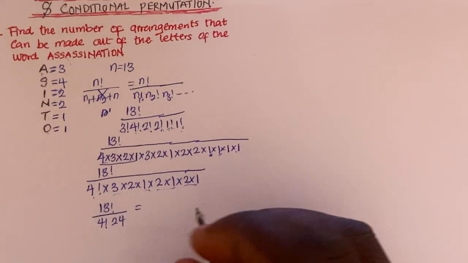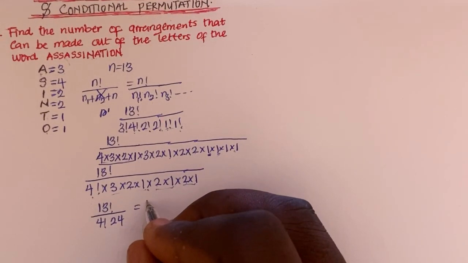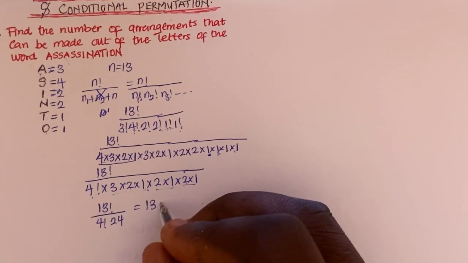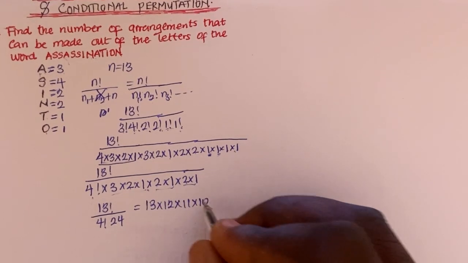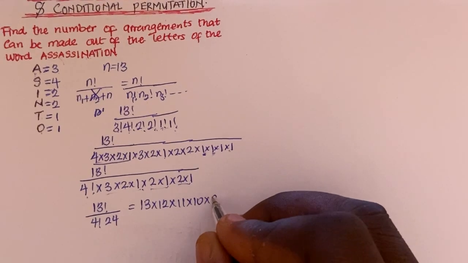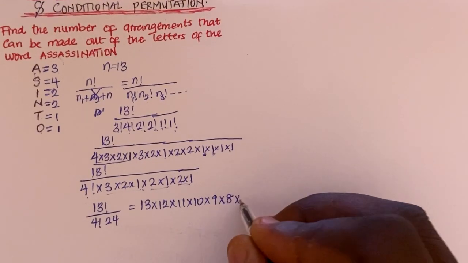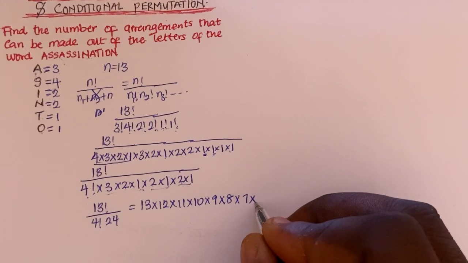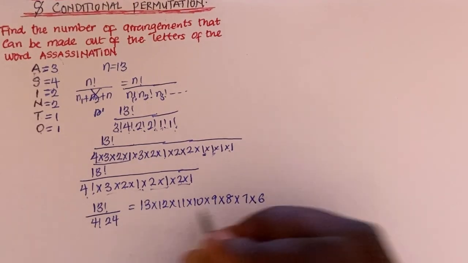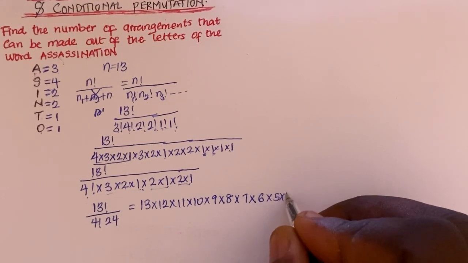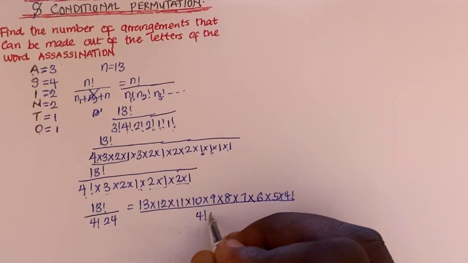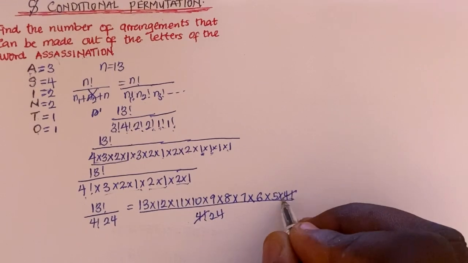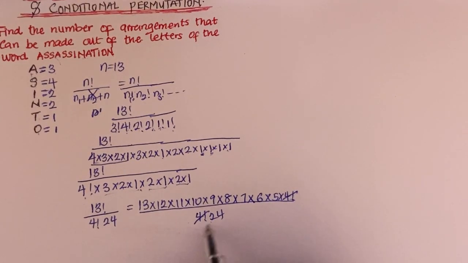My 13 factorial, that's going to be 13, right? Then multiply by 12, multiply by 11, multiply by 10, multiply by 9, by 8, by 7, by 6, by 5, by 4 factorial. Divided by what? That's actually 4 factorial, 24. Then this cancels this. So pressing everything here on calculator divided by 24.